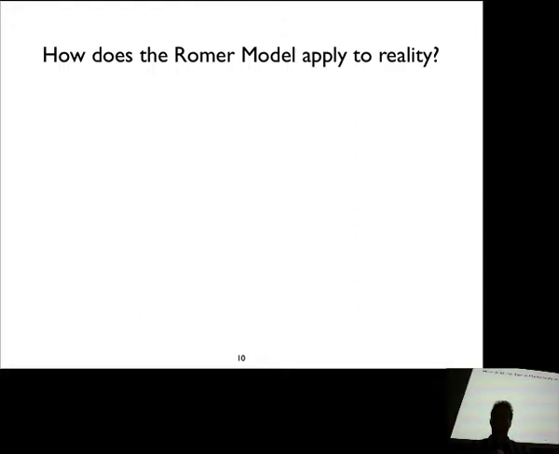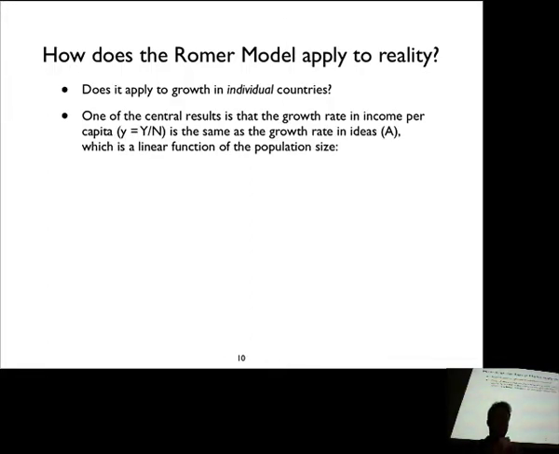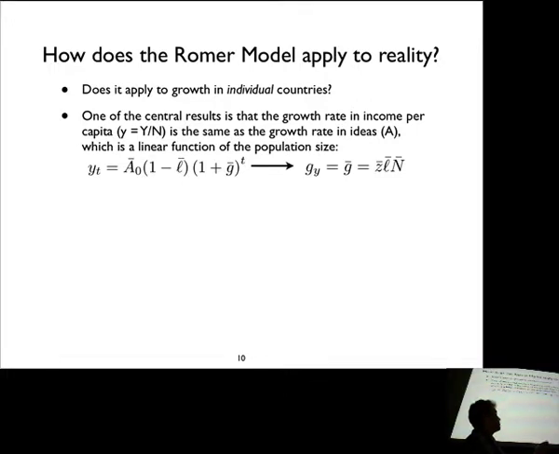Now, as I discussed last time, there are some issues with how you apply the Romer model. What parts of reality does it explain? What parts does it not explain? One of the central results is that the growth rate in income per capita is the same as the growth rate in ideas, which is a linear function of the population size. So the growth rate of output per person is equal to the growth rate of ideas, g bar, and it's equal to z, the productivity of scientists, times the scientist share, l bar, times the share of the total population.